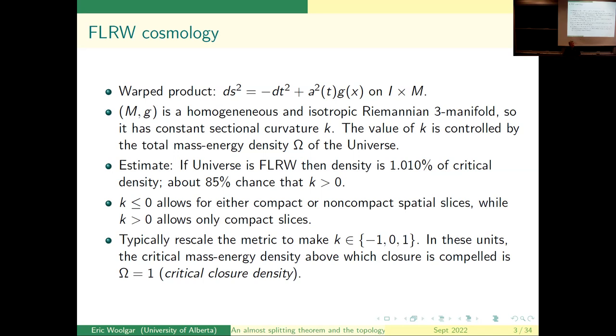Friedman, Lemaître, Robertson, and Walker. Sometimes Lemaître's name is omitted, so sometimes you see FRW, but constant sectional curvature, constant spatial sectional curvature, is the translation.